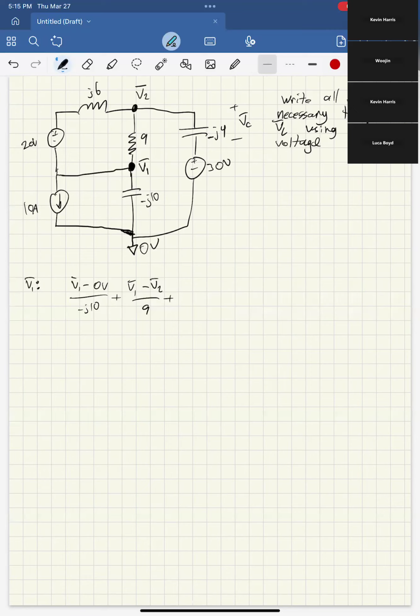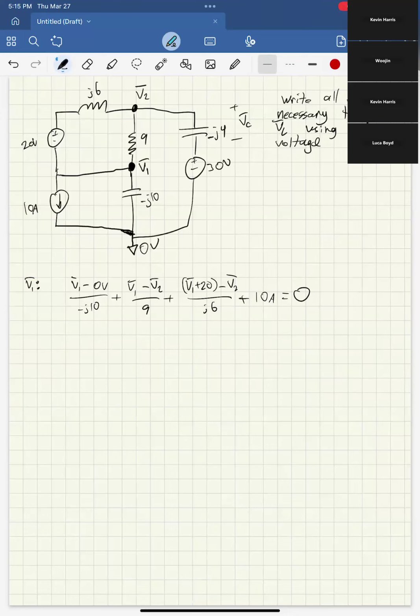And then for this path, okay, what's the current through this path? It's going to be the current across this thing, which is determined by these two, right? So it's going to be V1 plus 20 minus V2 over j6. Same thing we did in the previous lessons. And then the last path, we have 10 amps going out. Remember that going out means positive, so 10 amps. And that equals 0. And that would be our first equation, right?